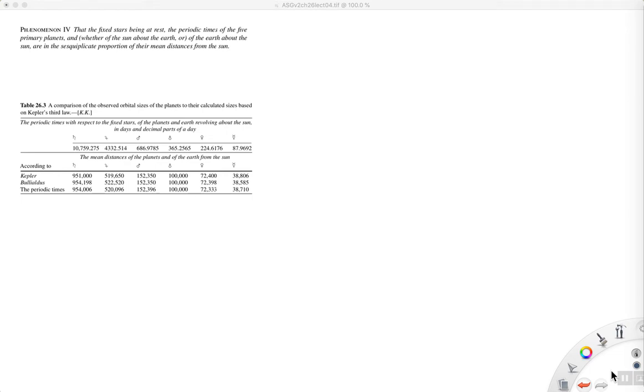I've been discussing Book 3 of Newton's Principia. We've made our way up through Phenomenon 4, where he's describing the various things that we see regarding the planets that are orbiting the sun. The specific phenomenon that we'll be talking about now, which I ended on last time, Phenomenon 4, I'll read it and then I'll explain what he means.